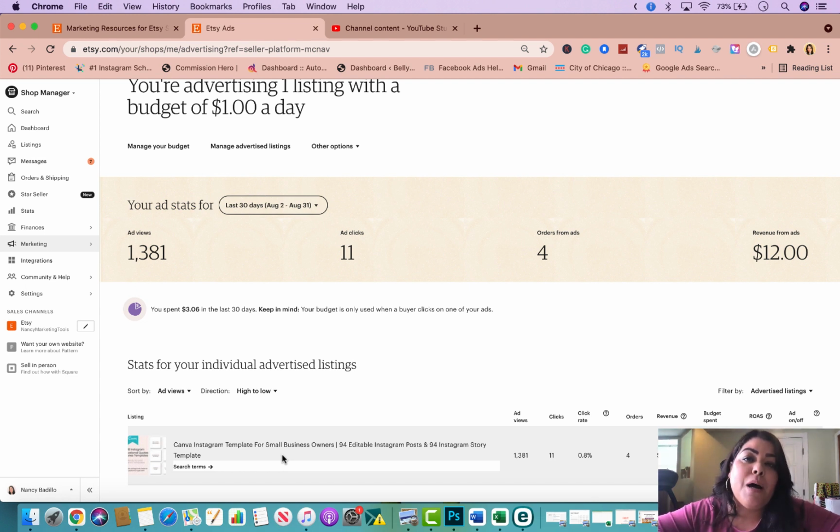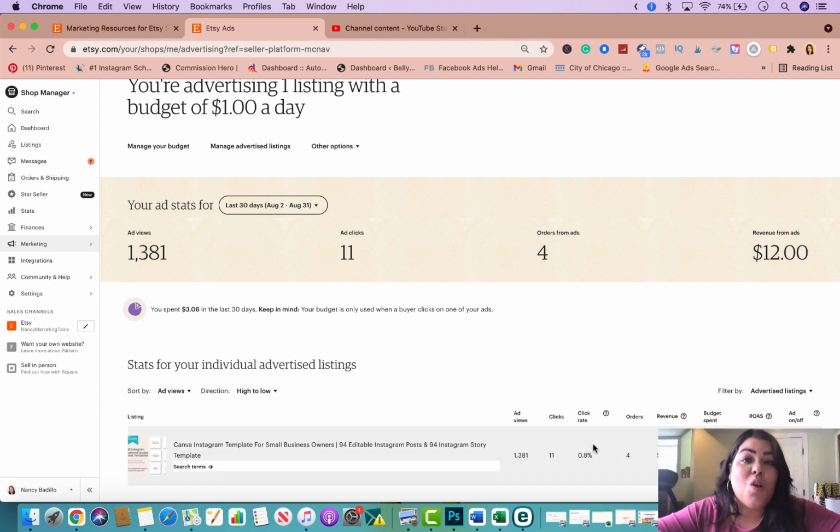What's really great about running ads is that when you have a new product and you put money behind it, obviously your ad gets pushed to a lot of people. More people see it, more people either take action or not take action, right? So for this instance, 1,300 people saw the ad, 11 click for order, and I spend $3, but I made $12. That's not too bad.